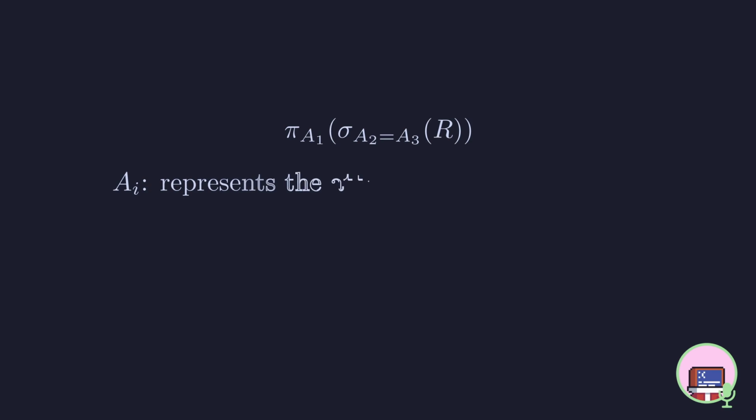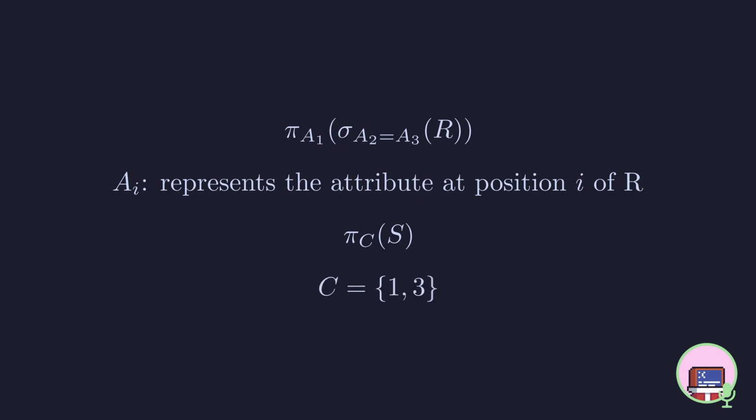Before we move on, let's quickly give some additional ways of using relational algebra. If we write a projection or a selection operation containing attributes A1, A2, etc., this means that AI is the attribute in position I of relation R. Also, a projection on a set C, where C is a set of strictly positive integers, is a projection on every attribute that has its position in the set C. For example, if C contains 1 and 3, we project on the first and third attributes.